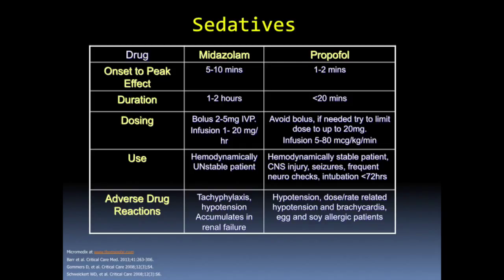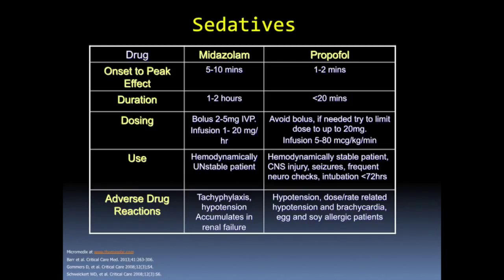Use: midazolam is preferred in patients who are hemodynamically unstable, and propofol is your drug of choice for patients who are hemodynamically stable, especially their blood pressure. It's also the drug of choice for patients who have CNS injury, seizures, frequent neurochecks, or are going to be intubated for a period of less than 72 hours.